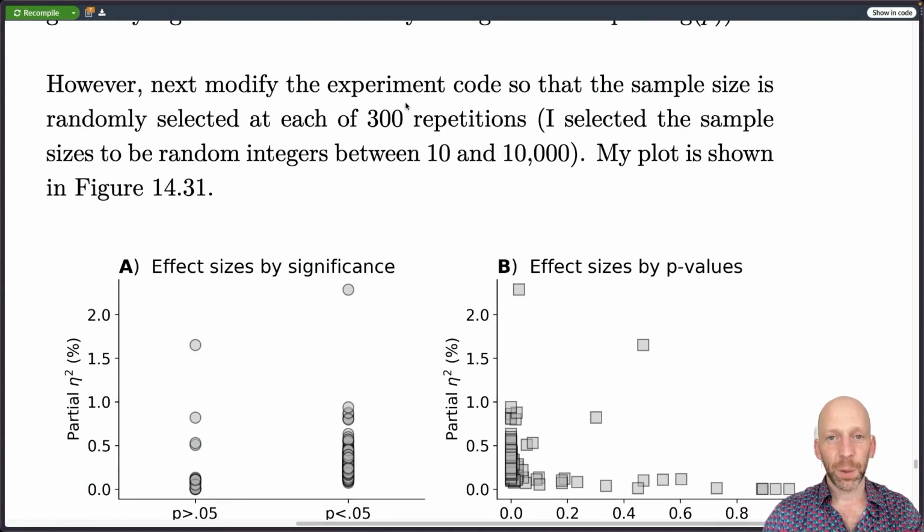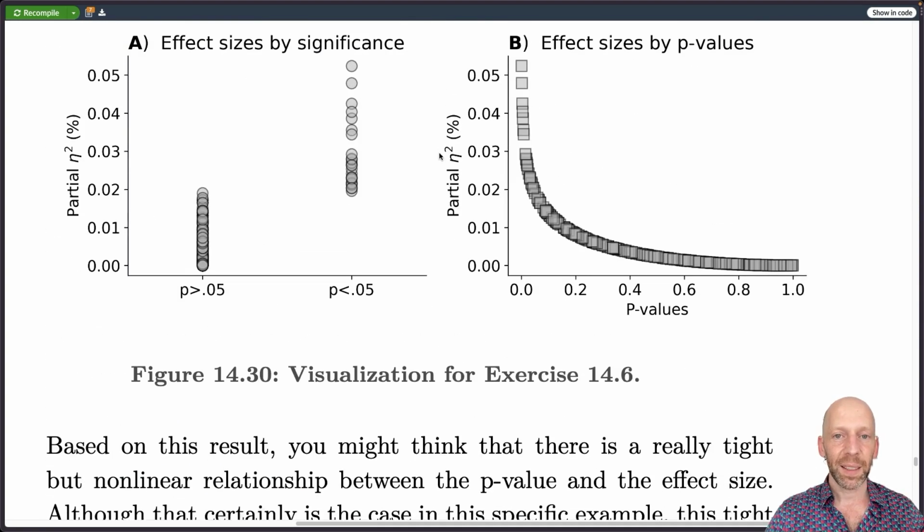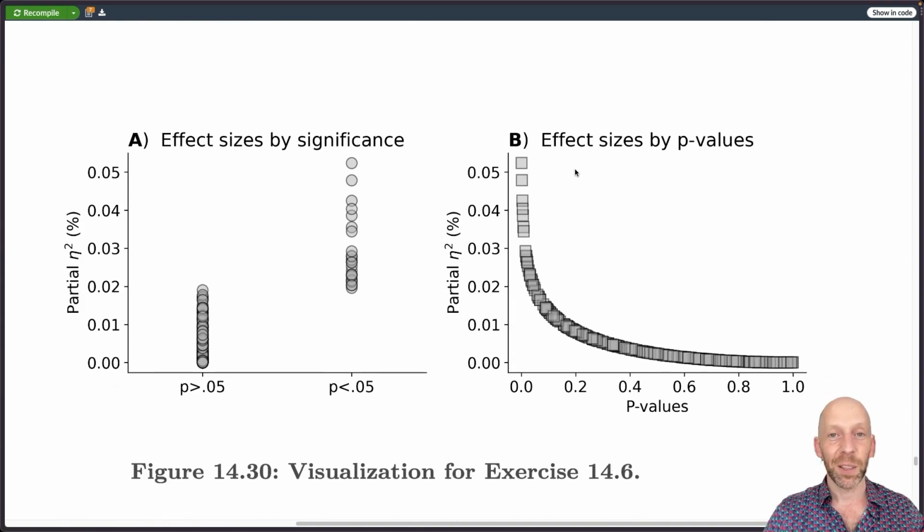Now what you want to do is copy and paste the code from the experiment and make a little bit of a modification. What you want to change here is the sample size. Instead of fixing the sample size to be 10,000 in all cases, you want the sample size to be a randomly selected number between 10 and 10,000 for each iteration. That means each of these 300 repetitions in this experiment is going to have a different sample size. And then you want to reproduce this plot, exactly this plot, and let's see what it looks like.